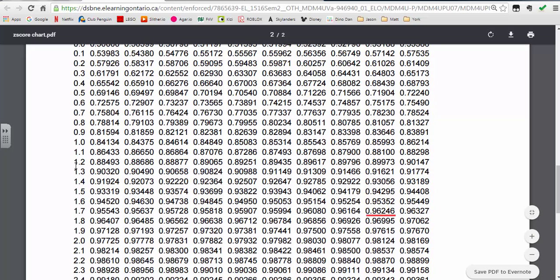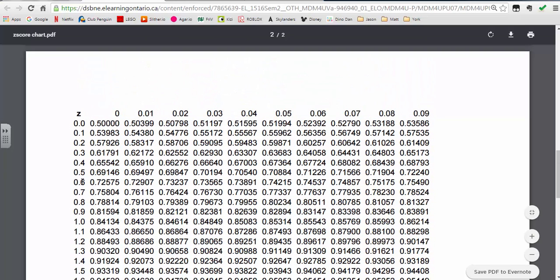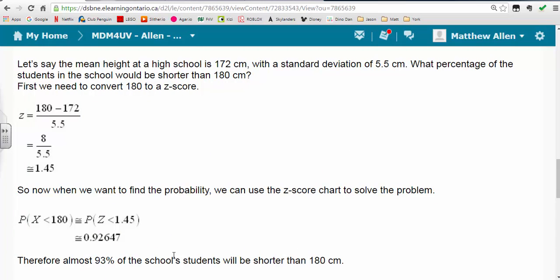I have 1.4. And then if I look across the top, this would be the 0.01s, 0.02s. So 1.4 going across to right here, and then the 0.05 on there, 0.92647. Okay, so that's where this number has come from. And then what that says is that approximately, or almost, 93% of the students will be shorter than that value.